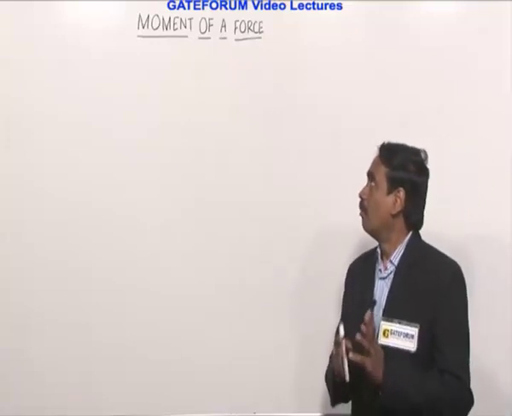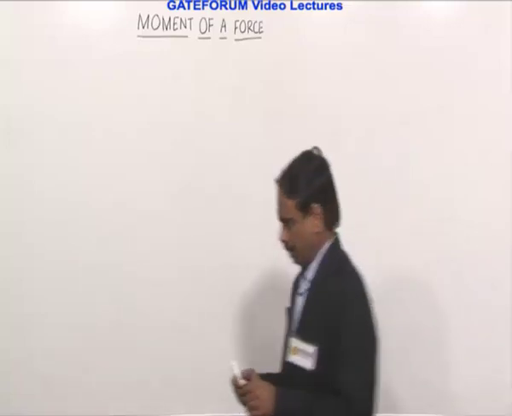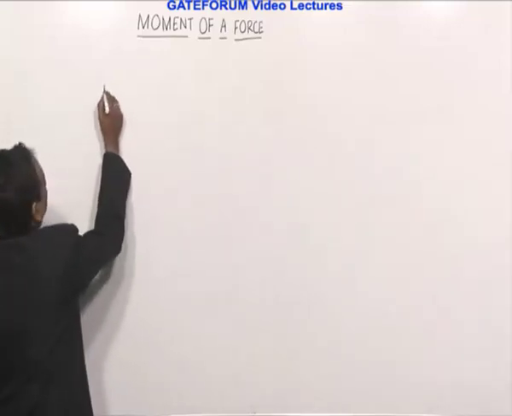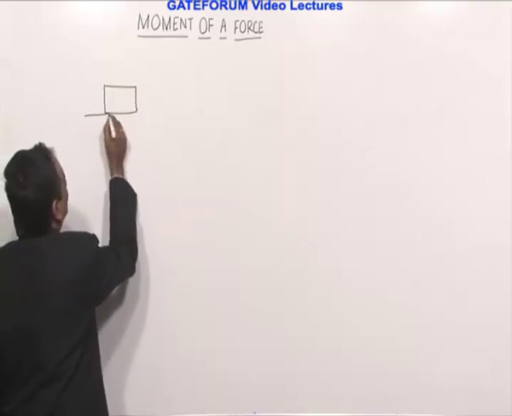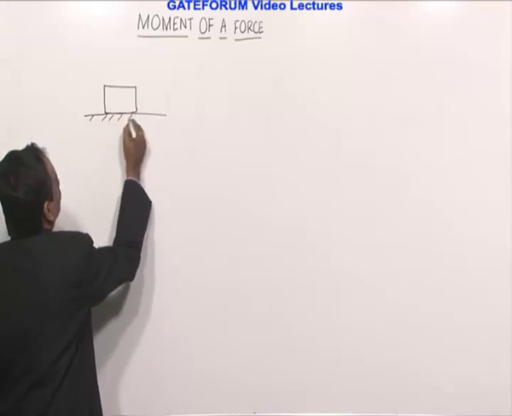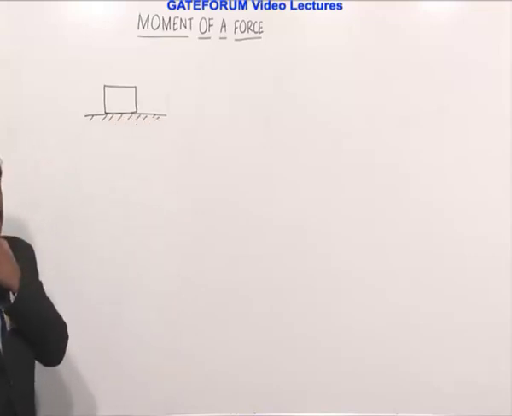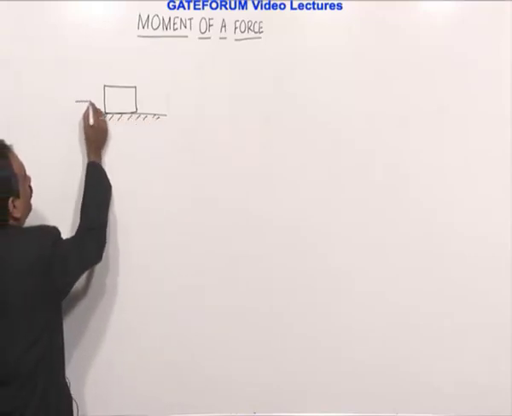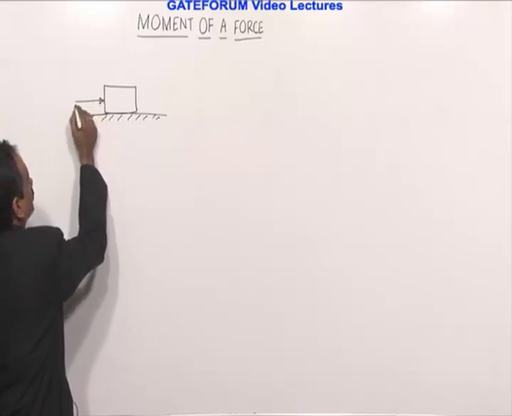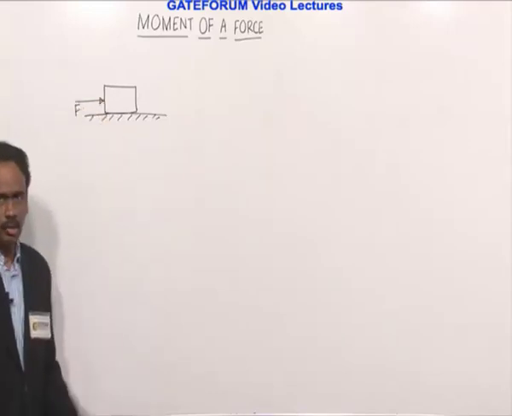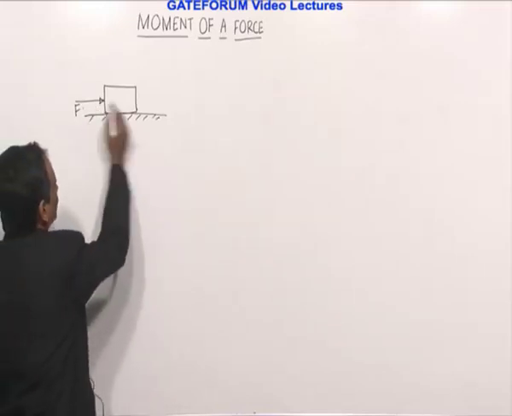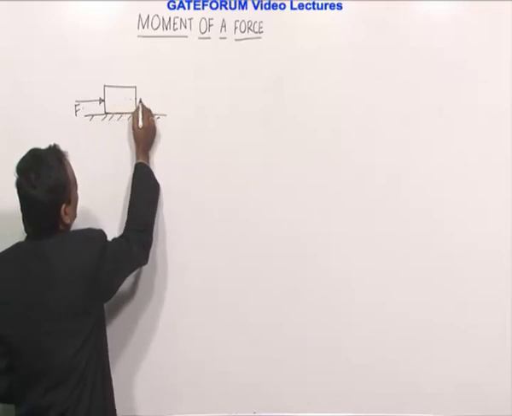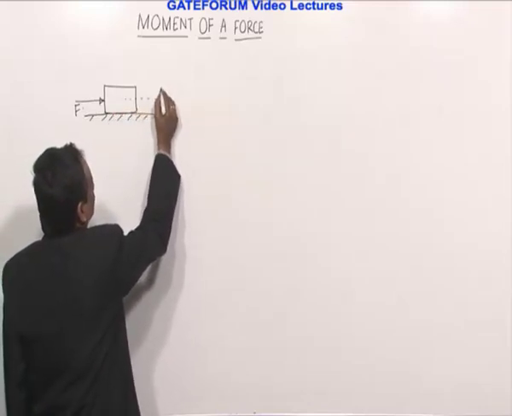In this particular lecture session, we are going to see moment of a force. Let's say a block is resting upon a table, and if we apply a force like this, say F, now what you will observe in this case, you will observe that this force will make the block to move like this.